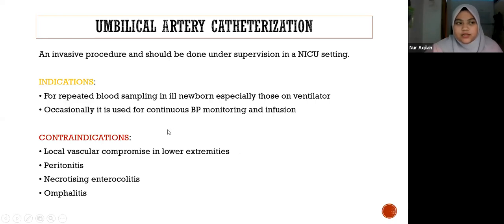Why? Because as we can see later, umbilical catheterization can cause thromboembolism or vascular spasm at the area of incision, so it can cause lower limb vascular insufficiency as a complication. Therefore, before we proceed, we have to check for any evidence of lower limb vascular insufficiency before we insert the UAC. Other contraindications would be infection, for example, peritonitis, necrotizing enterocolitis, or even omphalitis. Omphalitis is the infection or inflammation of the umbilical cord.